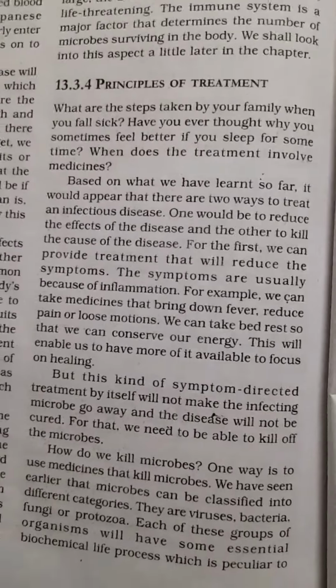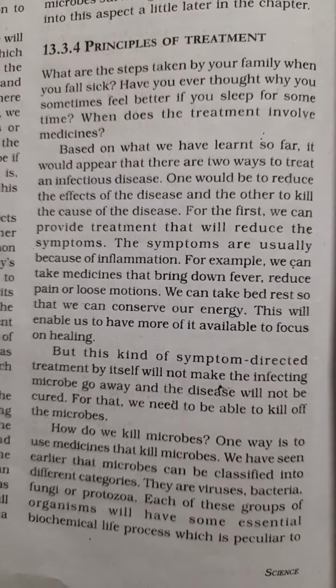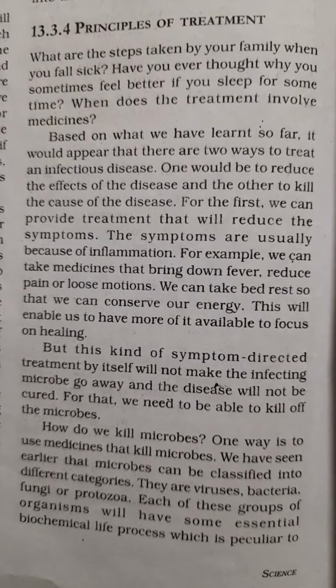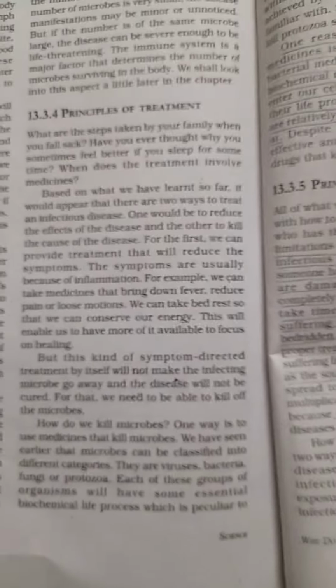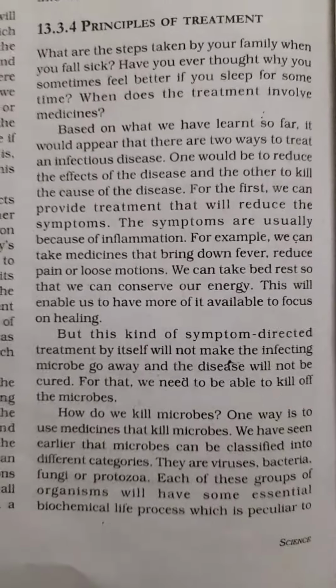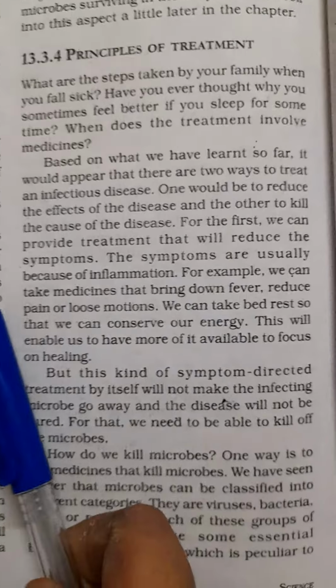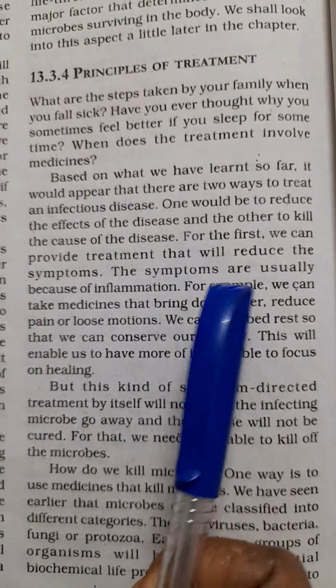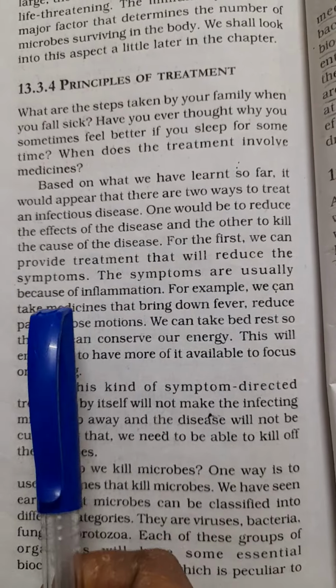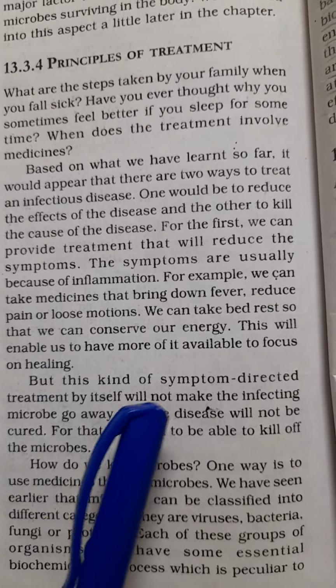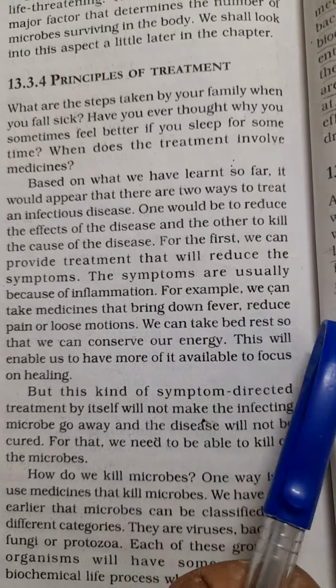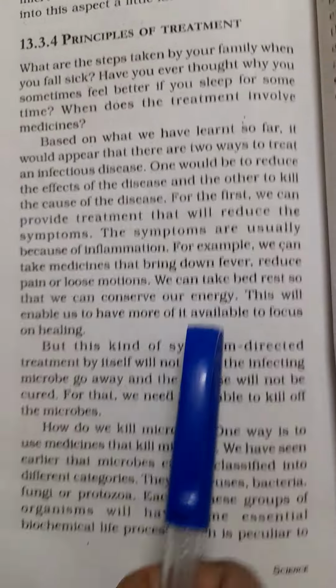So, what do you do when your family falls sick? There are two ways to treat an infectious disease. One is to reduce the effects of the disease, and the other is to kill the cause of the disease. For the first, we can provide treatment that will reduce the symptoms. We can take bed rest so that we can conserve energy.